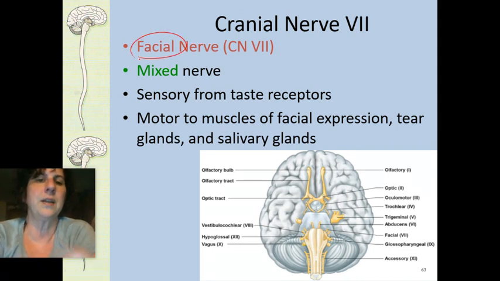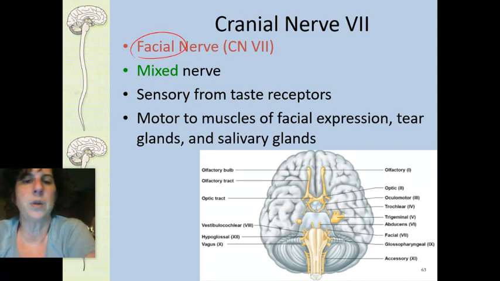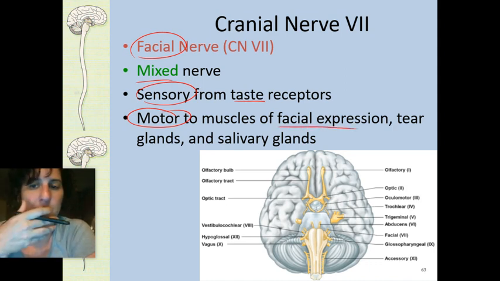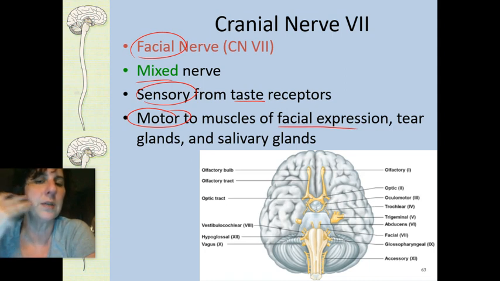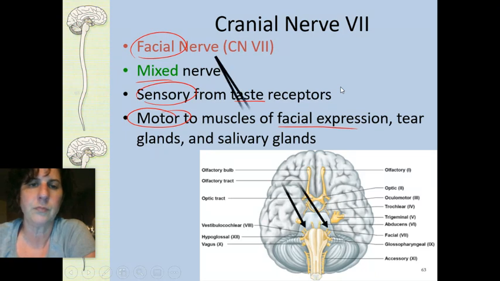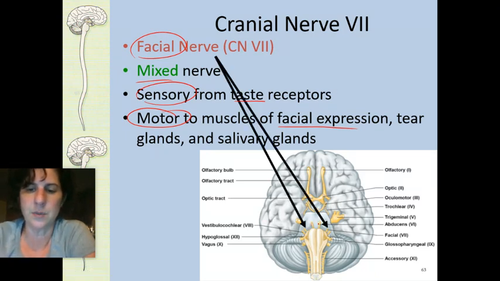Cranial nerve number 7 is the facial nerve. Kind of explains where it goes in there. It is a mixed nerve, so it has sensory and it has motor functions. So sensory for taste, motor for facial expression, your tear glands, and your salivary glands that are going to secrete some saliva for you to digest food, begin the digestion of food. There it is right there. So we had this one. Now we started here when we came back to the spinal cord. Now we're working outwards a little bit. So it's this next to that.